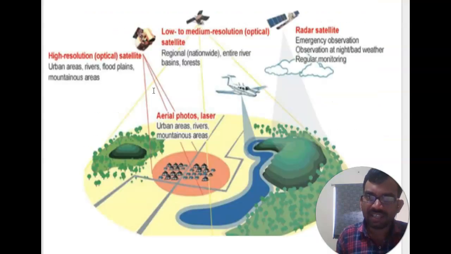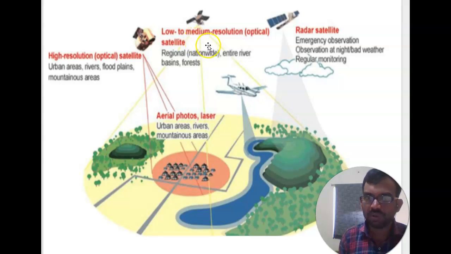And you can see the last part of this image also. From this image, you understood exactly what we are going to learn about remote sensing. The high resolution optical satellites nowadays can scan urban areas, rivers, flood plains and mountain areas, and then aerial photos and laser light can be used for urban areas, rivers, mountain areas.